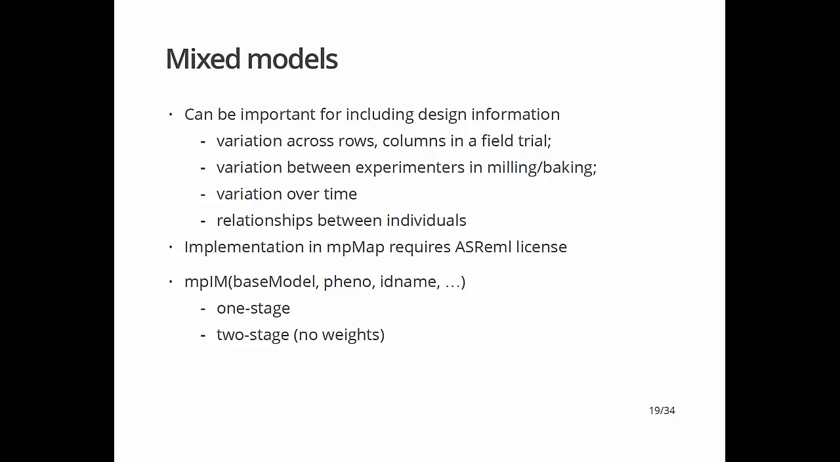I put a few slides in here about mixed models, because you can fit that in MPMAP. And it can be very important for including design information. So especially in Australia, we have a lot of variation between sites, even within sites. So we want to include that in our model of the phenotypes. And so it might be variation across rows or columns in a field trial. It might be variation between experimenters in milling or baking. And it might be variation over time. It might be relationships between individuals if you want to include a genomic relationship matrix.